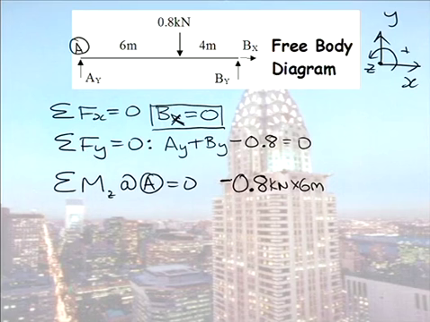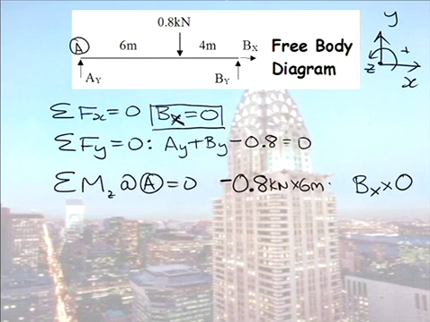Now, does my Bx cause a moment? My force is Bx. What is the perpendicular distance from A? It's 0. Perpendicular distance from A. Bx actually runs through A.